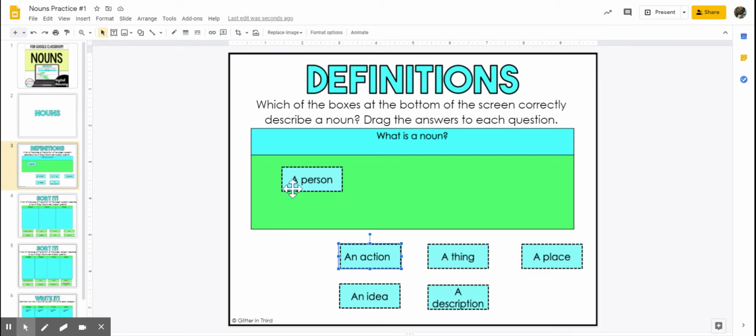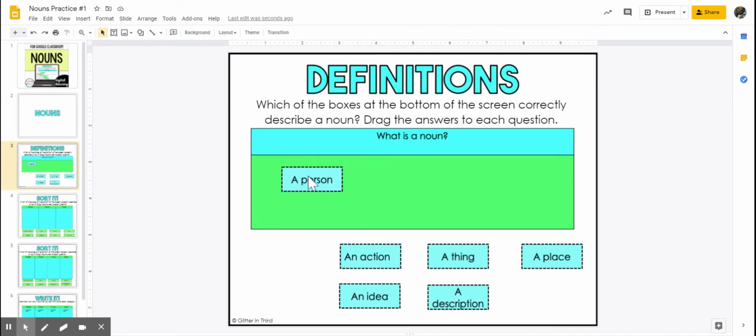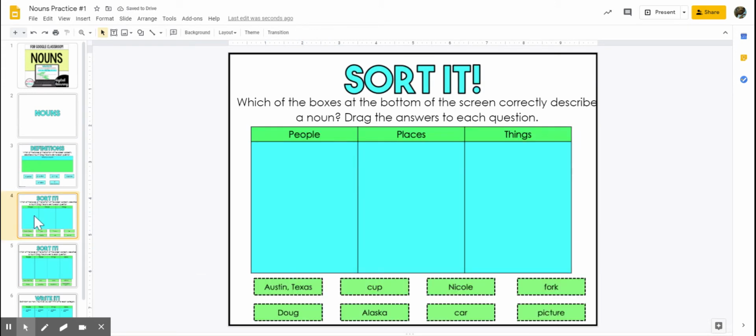Now, a noun can be more than one thing, so there's not just one answer. Drag the words that you think describe a noun into the green box. On the next slide, you are going to be sorting the words into categories. So this says sort it.